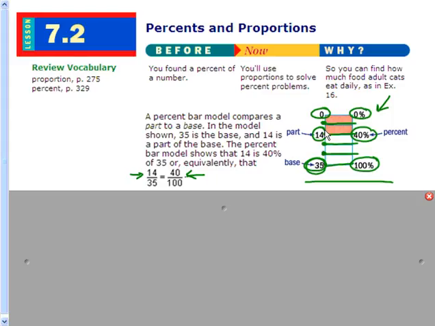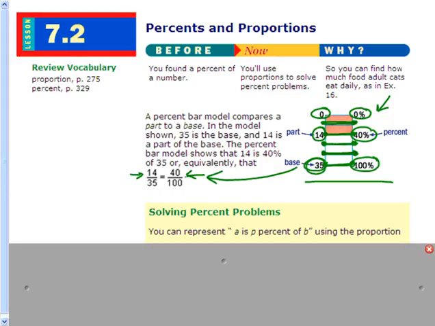On the other side, you can see how that matches up. The $7 would be 20%. 14 matches up with 40%. Adding on another $7, $21 would match up with 60%. $28 would match up with 80%. And 35 matches up with 100%. So it's just a way for us to see how percent works in relation to a proportion.